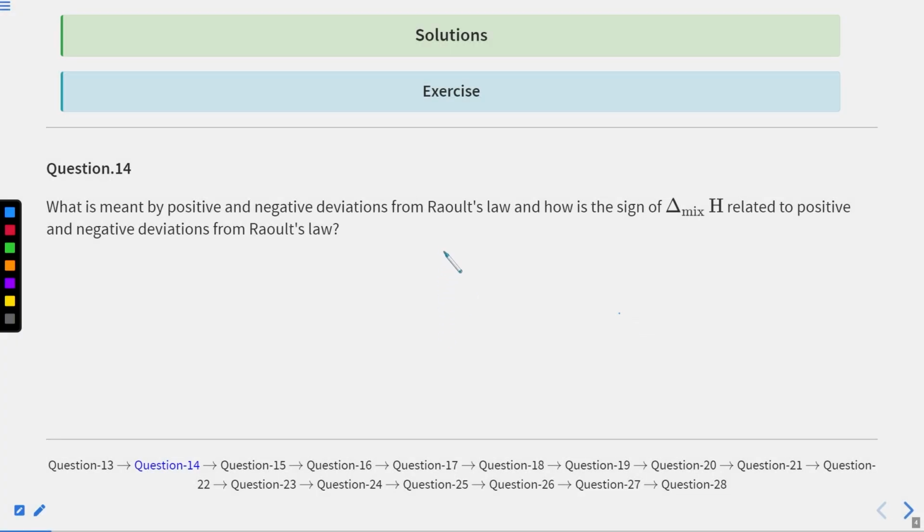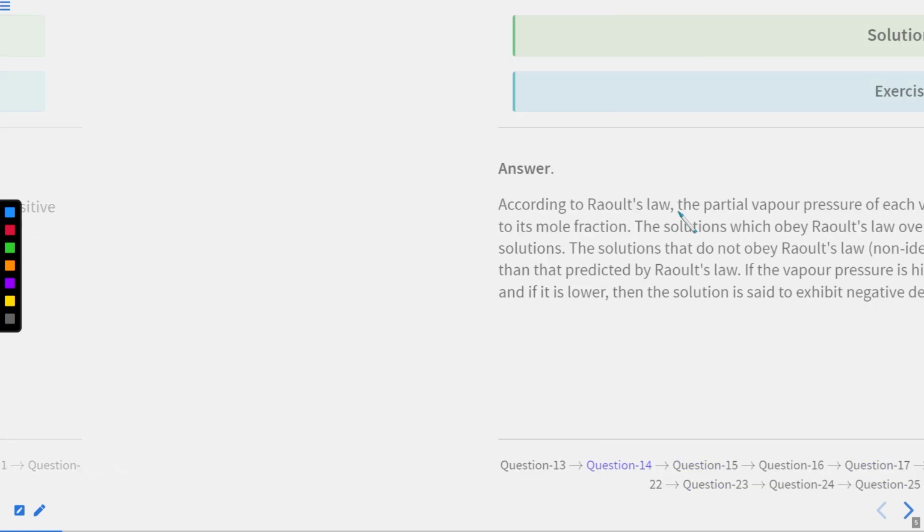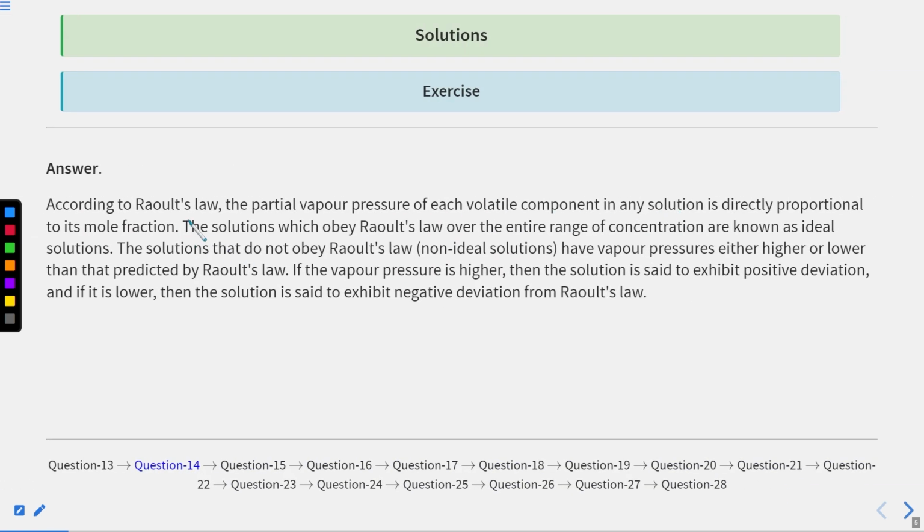So let us continue with the exercise of solution. Question number 14 says: what is positive and negative deviation from Raoult's law, and how is the sign of delta H mix related to positive and negative deviation from Raoult's law? So we know that according to Raoult's law, the partial pressure of each volatile component in a solution is directly proportional to its mole fraction.